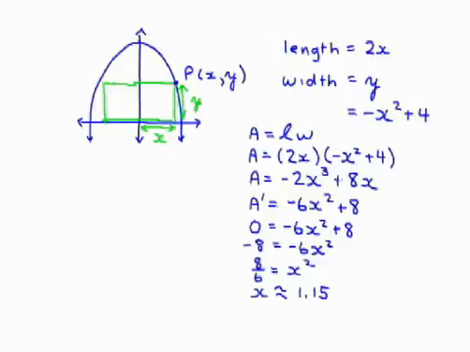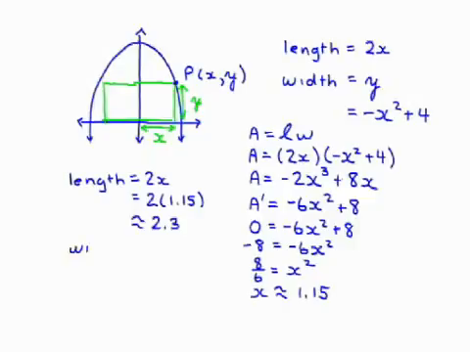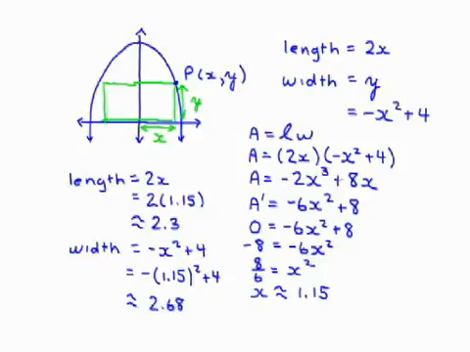So I've got my value of x. Now I need to calculate my length. Well, my length is equal to 2 times x. So 2 times 1.15, which is approximately equal to 2.3. My width is equal to negative x squared plus 4. So I substitute in my value of x into that equation, and I find that my width is approximately equal to 2.68. The only thing I have to check now is, am I truly dealing with a maximum?